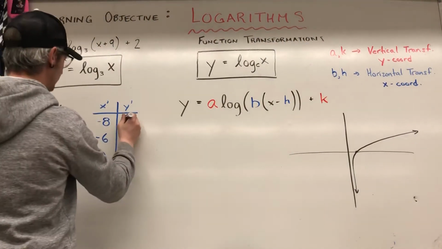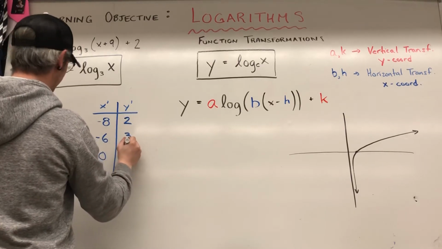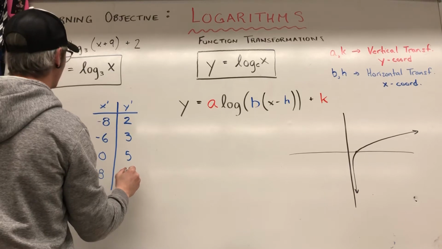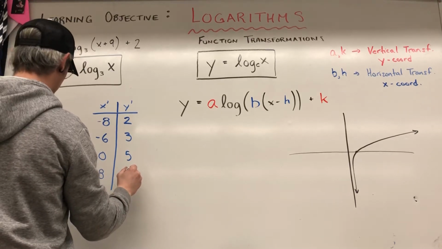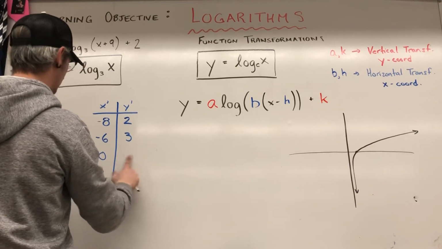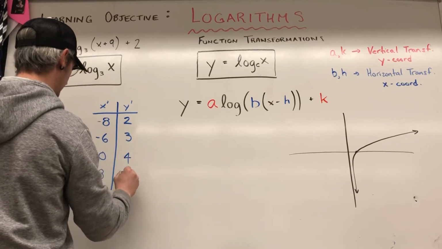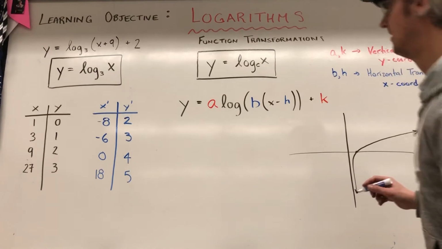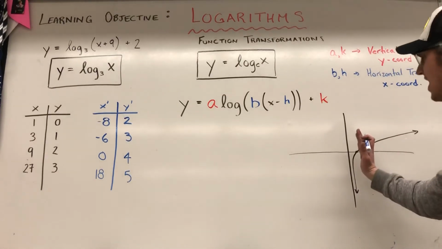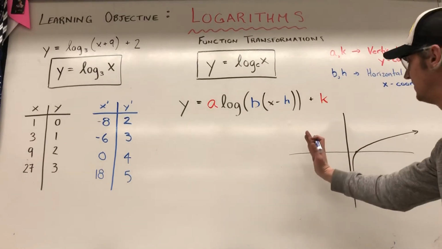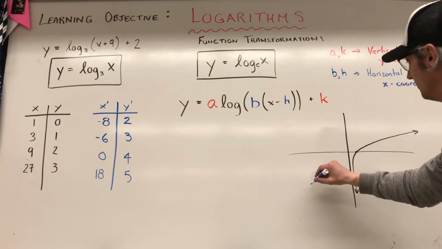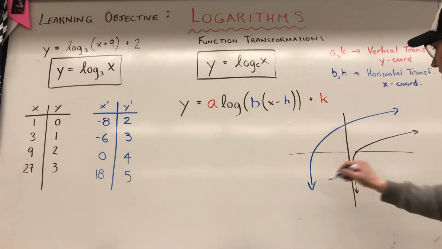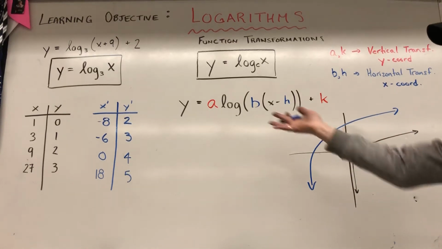So 0 plus 2 is 2. 1 plus 2 is 3. 4 and 5. Okay, and so if I were to regraph this, basically I'm moving my graph left by 9 units and then up. So it would probably look something like that. Okay, this is my transformed function.